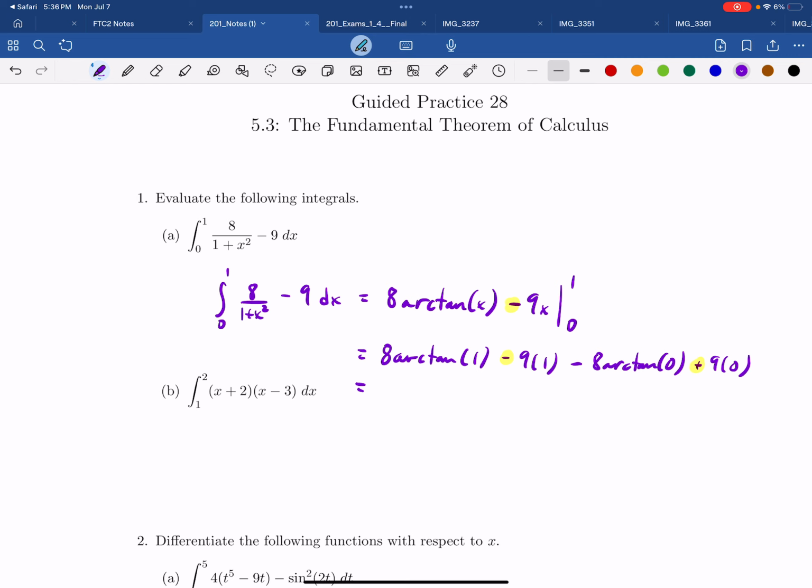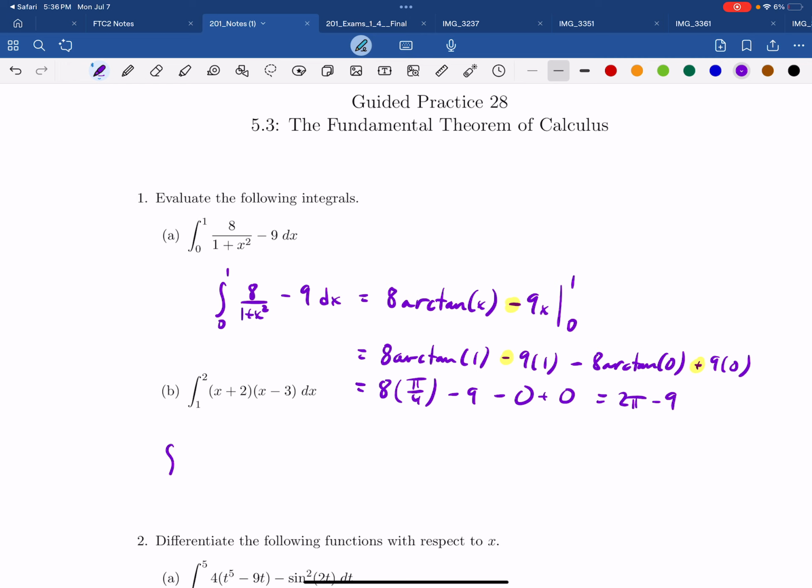Anyway, let's simplify this a little bit. It turns out that arctan of 1 is actually pi over 4 because sine and cosine equal each other. So tangent equals 1 at pi over 4. Tangent of pi over 4 equals 1. Minus 9. Arctan of 0 turns out to be 0. And then, of course, that's 0. So this simplifies to 2 pi minus 9. And that's our answer.